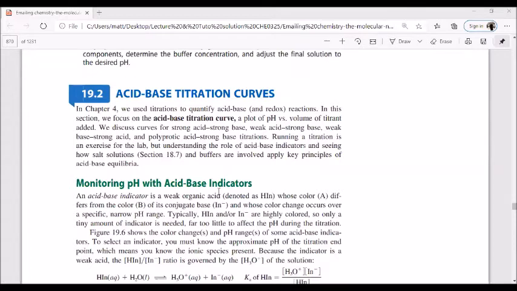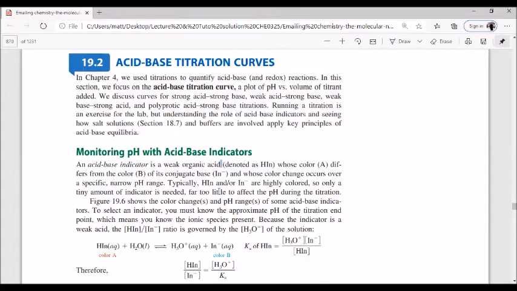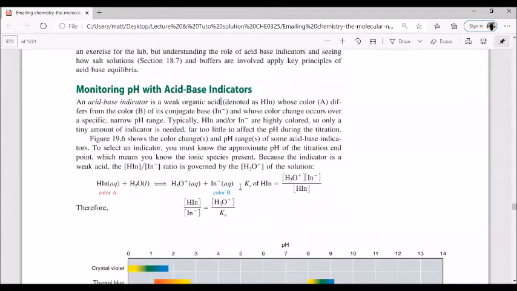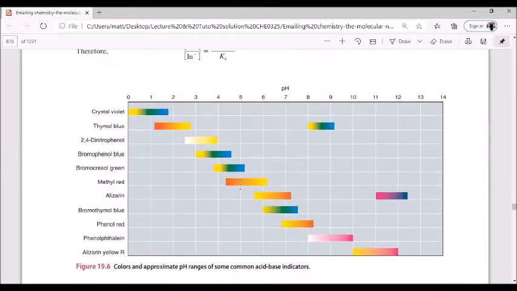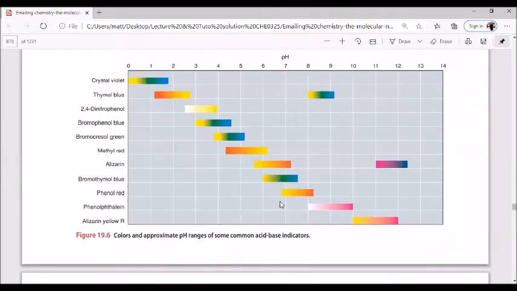Of course, we monitor pH with an acid-base indicator. We have to choose a suitable indicator from the rack because we have many indicators. This is an example of indicators that we can use, but we cannot simply choose any indicator for any titration. We have to choose a good indicator because the pH range where the color changes differs from each other. We will go into detail on this later, so I skip this part: how to choose a good indicator for our titration.